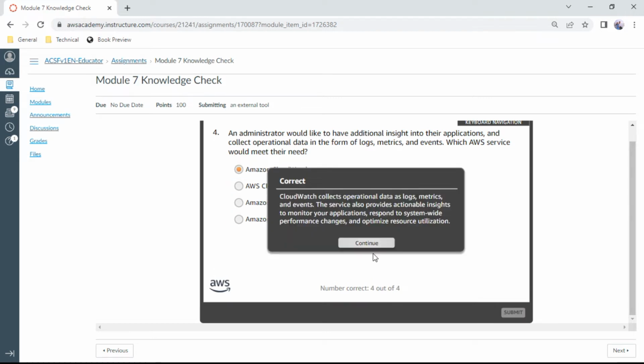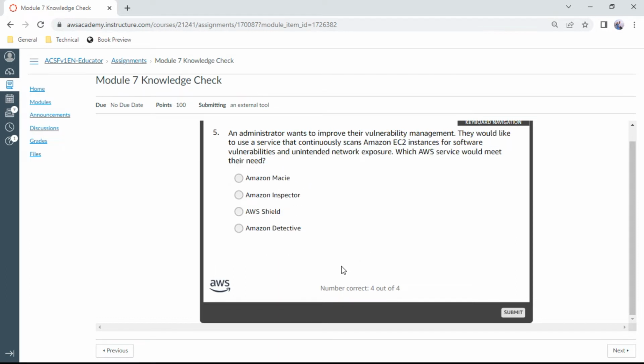The fifth one: an administrator wants to improve their vulnerability management. They would like to use a service that continuously scans Amazon EC2 instances for software vulnerabilities and unintended network exposure. Which AWS service would meet their need? That is Amazon Inspector.